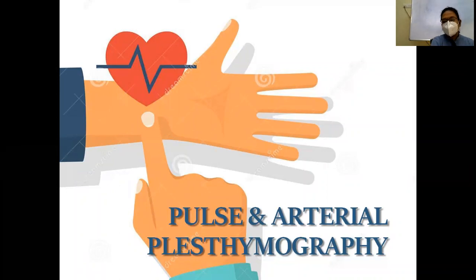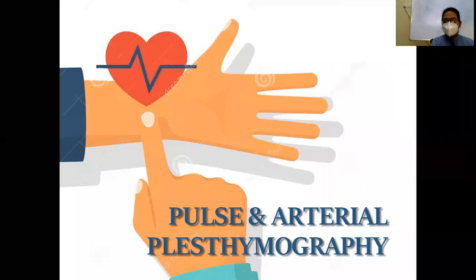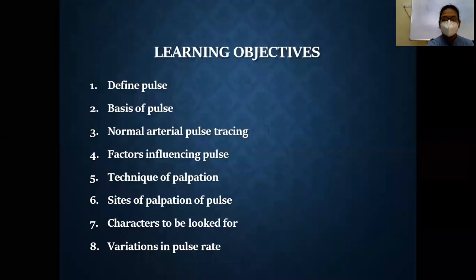Today is a very small topic, just about pulse and arterial plethysmography. Last time, I think you have already seen that apparatus where you see the pulse oximeter. So you had seen the form of the arterial wave, and we would just discuss in short about it.